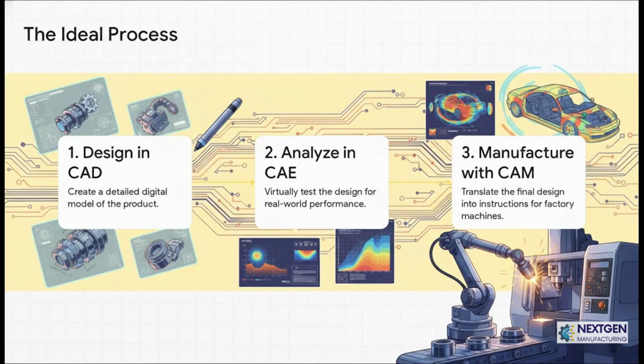The data flows from the design in CAD, it gets validated and perfected in CAE, and then it's sent straight to CAM to tell the machines what to do. This integration streamlines everything, cuts down on errors, and saves a ridiculous amount of time.